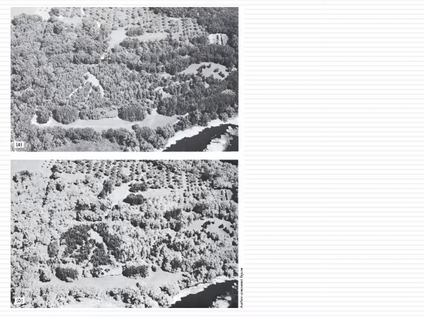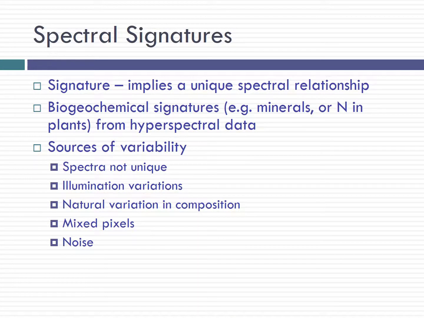Darker would mean that it is absorbing more. Lighter would mean it's reflecting more. Reflecting would be the deciduous trees, the maples. Absorbing would be the needles, the coniferous trees, the pines. We use this information to develop something we call spectral signatures. A signature implies a unique spectral relationship, just like your signature, that in theory no one else could duplicate. The idea is that if we measure these different spectral parameters, we can find this unique signature for things.